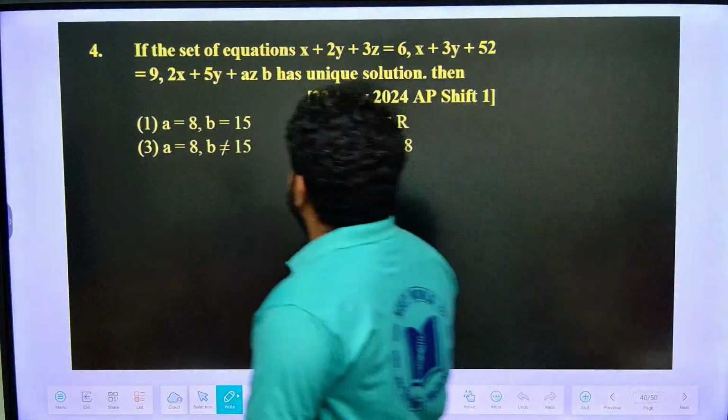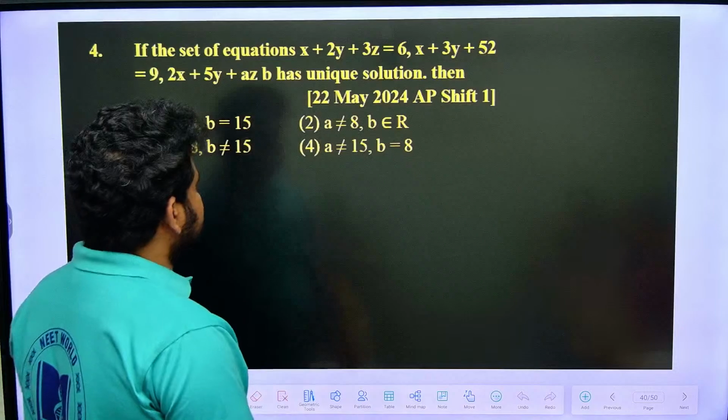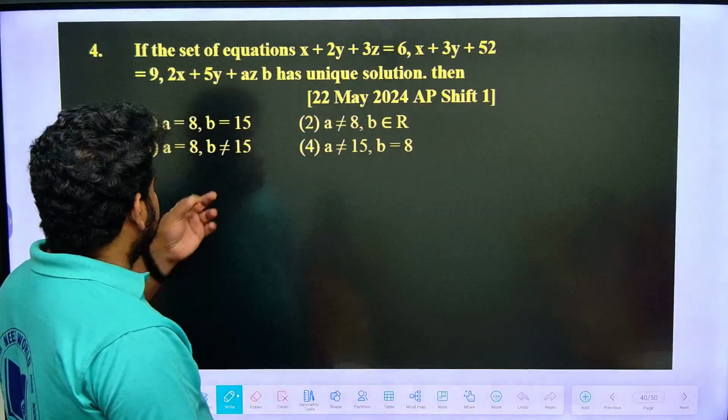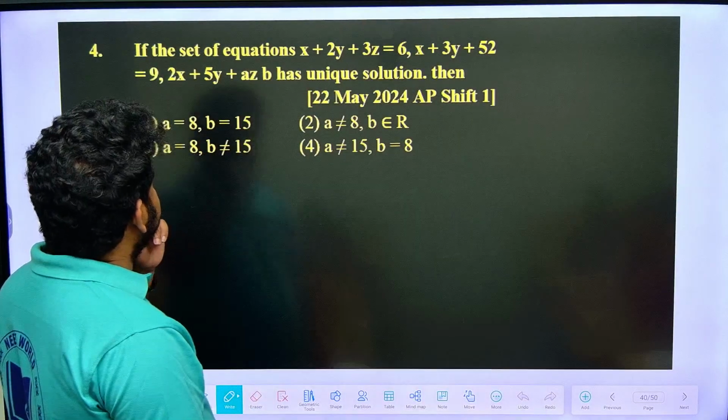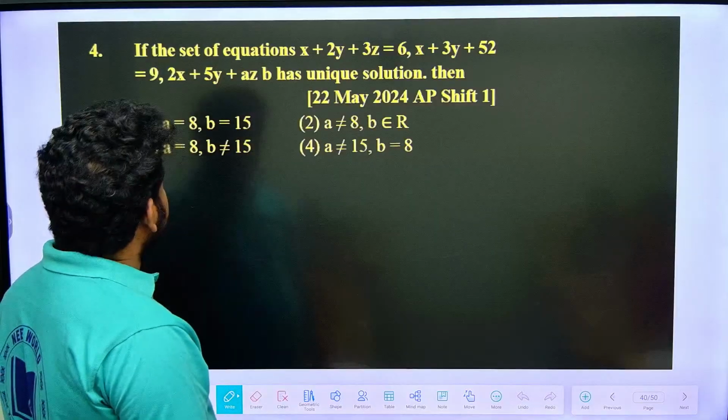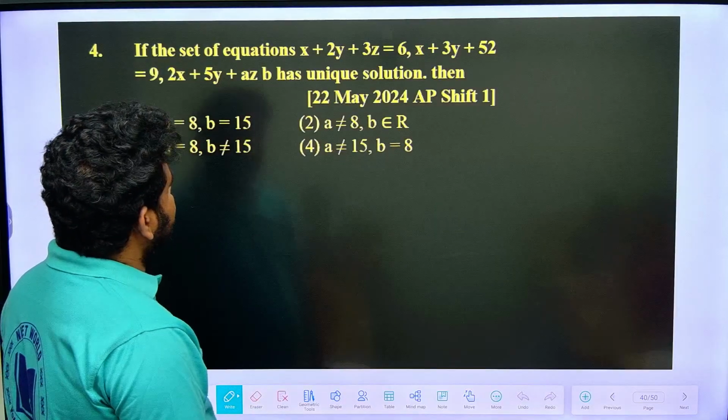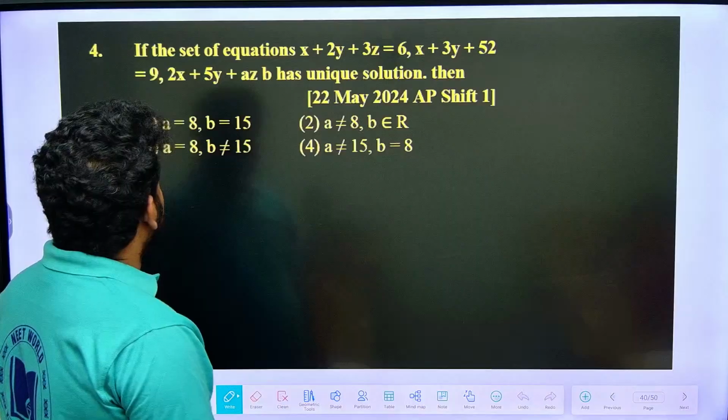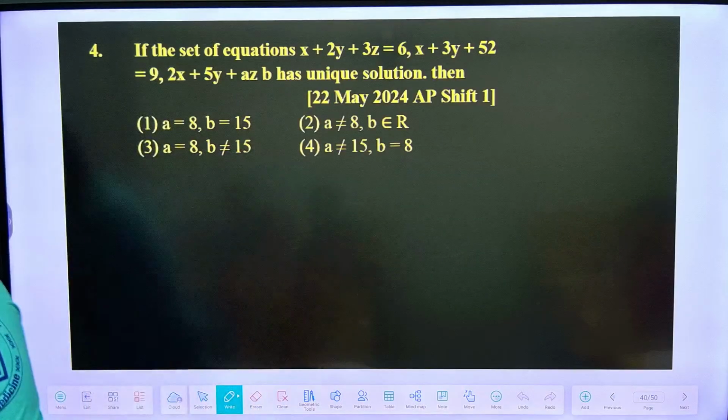So look at this. If the set of equations x plus this one, has a into z plus az. Let me take this. Look at the question.